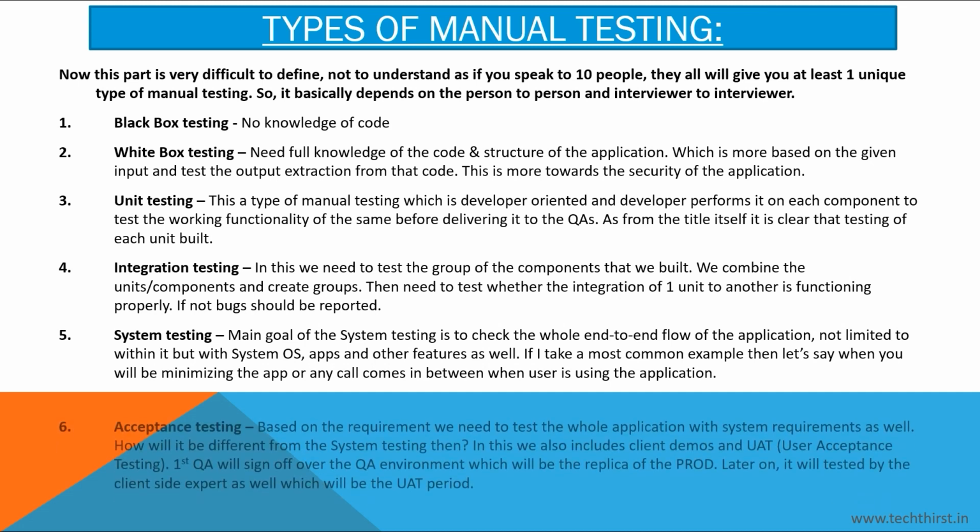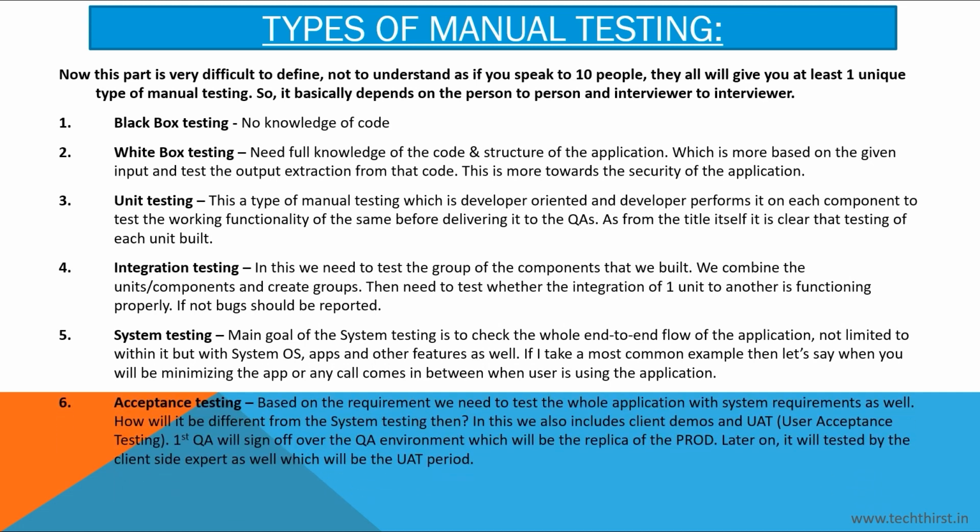Last but not least, we have acceptance testing. Based on the requirement, we need to test the whole application with system requirements as well. How will it be different from the system testing then? In this we also include client demos, user acceptance testing. First, QA will sign off over the QA environment, which will be the replica of the prod. Later on, it will be tested by the client-side experts as well on the UAT environment. A testing resource will be aligned from the organization for assistance.